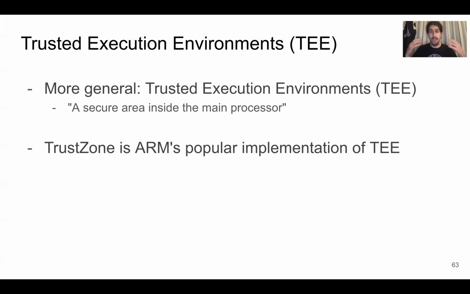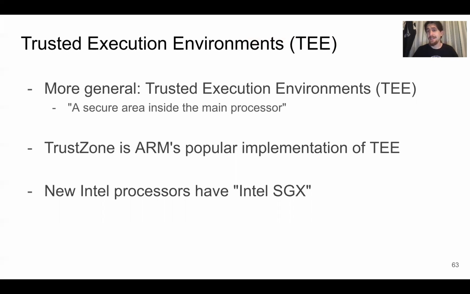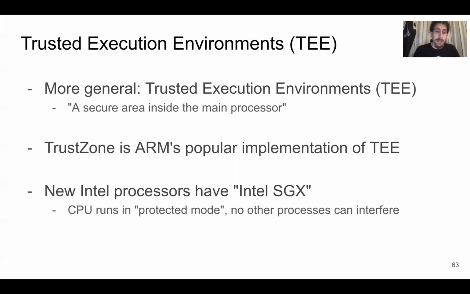So a TEE is a generic thing, and then you can have different implementations. Intel has another implementation of the TEE called Intel SGX. It is different than TrustZone. In Intel SGX, basically the CPU can start running in a protected mode, and no other processes can interfere when the code is actually running in this protected mode.